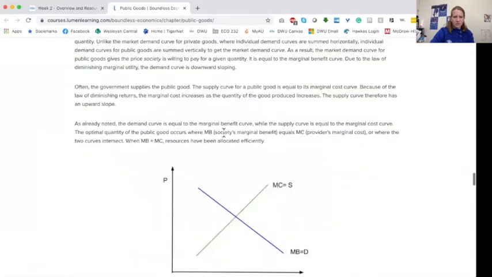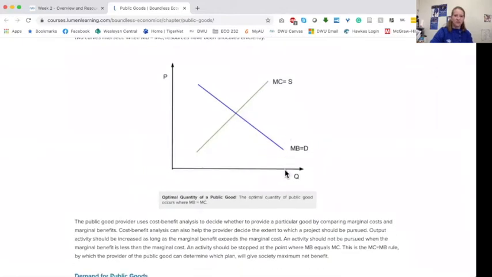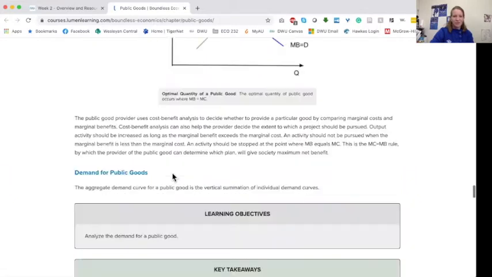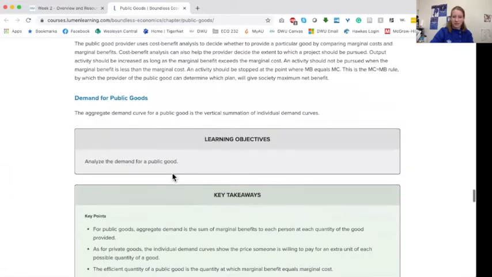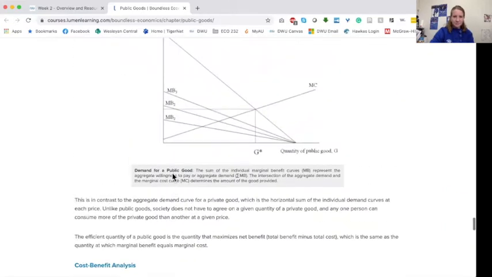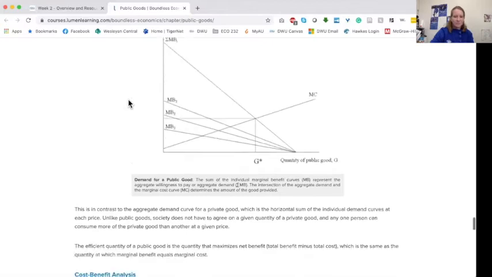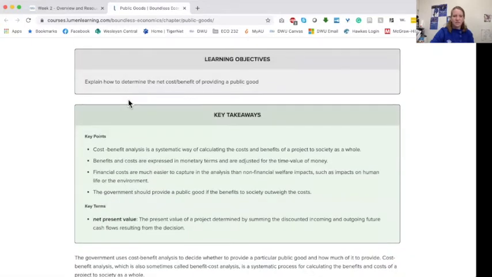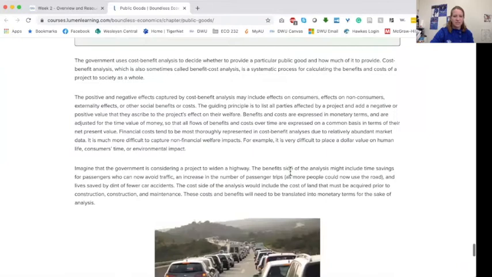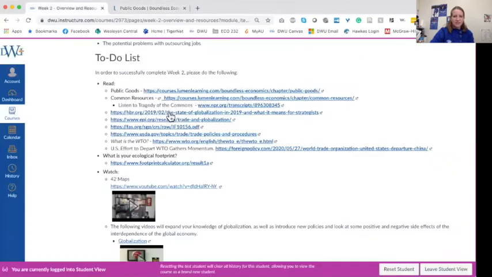There's also some supply and demand graphs that you should look at a little bit closer. Hopefully you remember supply and demand from an economics course you've taken previously, talking about marginal benefits and marginal costs and how we add up individual marginal benefits to get the overall aggregate marginal benefit or the overall willingness to pay. There's a little bit of cost benefit analysis. Again, look at those key takeaways. So that's the first chapter.